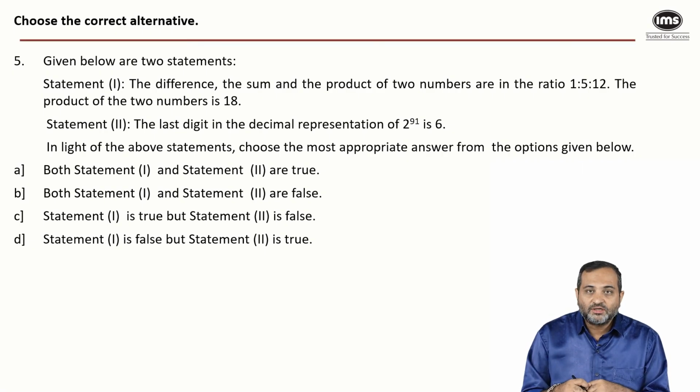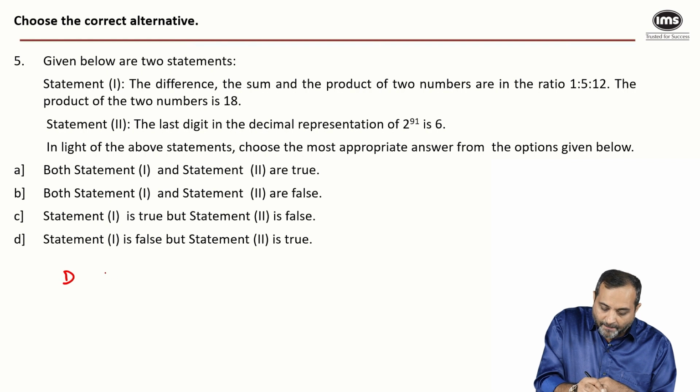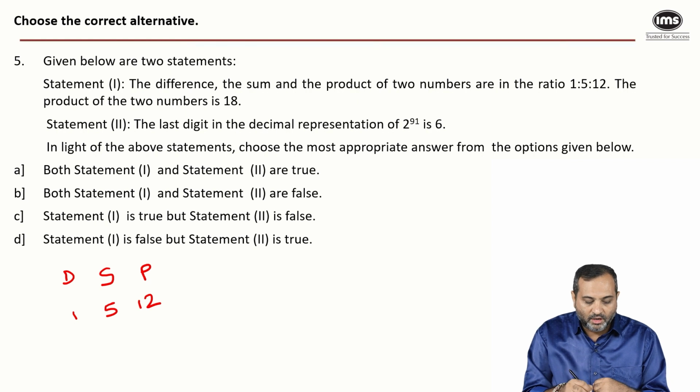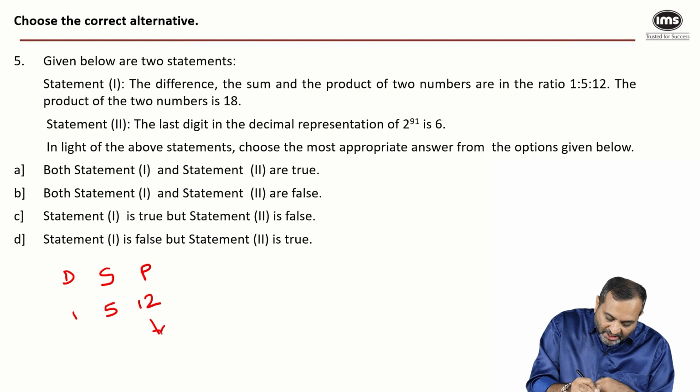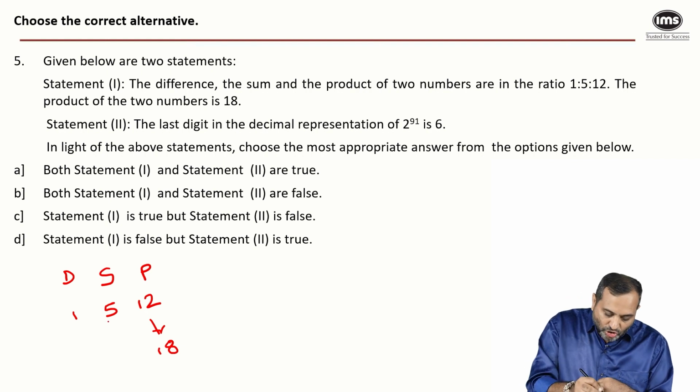The difference, the sum and the product of 2 numbers are in the ratio 1:5:12. The product of 2 numbers is 18. Now the question says the product of 2 numbers is 18. So can I say my multiplying factor from 12 to 18 is 1.5? So 5 into 1.5 is 7.5, 1 into 1.5 is 1.5.